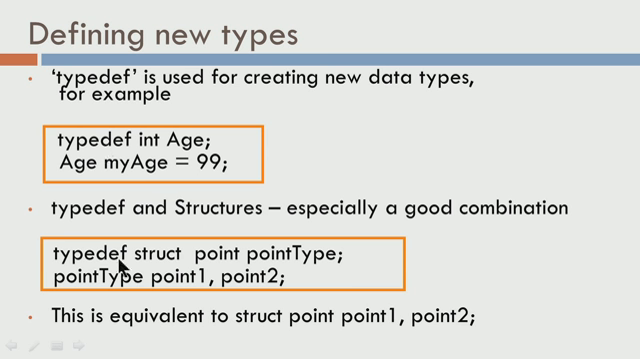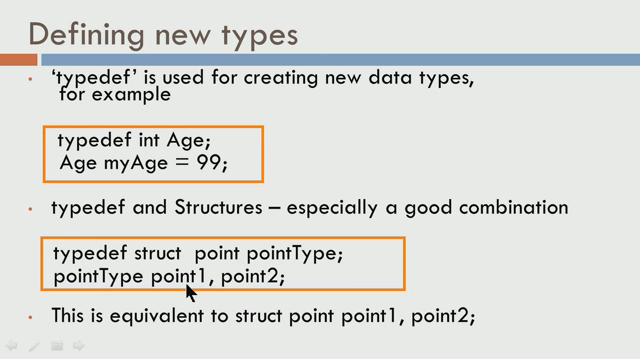So for example, we were using this struct point and so on repeatedly. Now I am going to use a shortcut which says typedef struct point point type, right. So what this does is it defines a new data type called point type, which is actually a struct of type point. So it is a structure of type point and the nickname for that is point type. From now on I can avoid saying struct point 1 and so on, and instead I can say point type point 1 point 2.